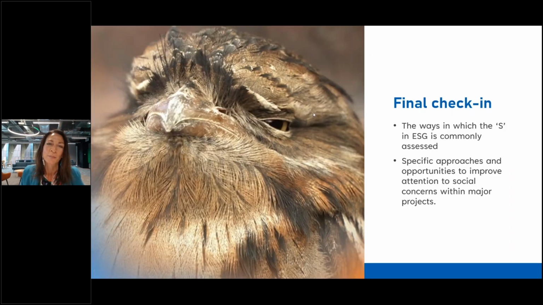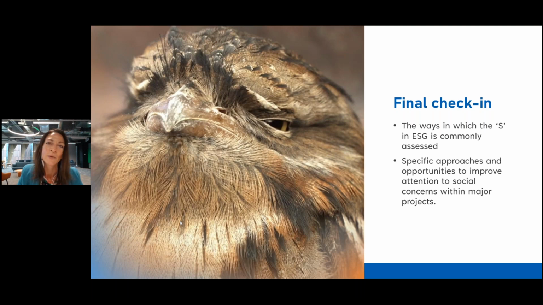This is my favorite Australian bird. It got voted Best Australian Bird of the Year last year. It's a tawny frogmouth. I figure it's a good photo to end on. He looks pretty wise. I hope that you're feeling a bit wiser after this long discussion.